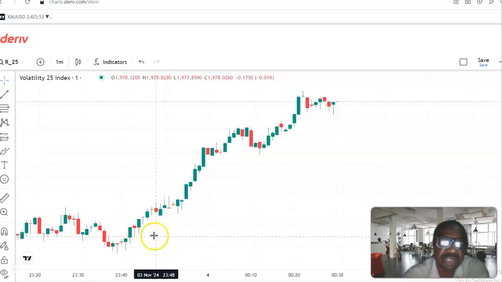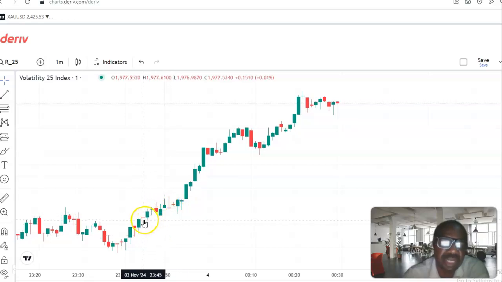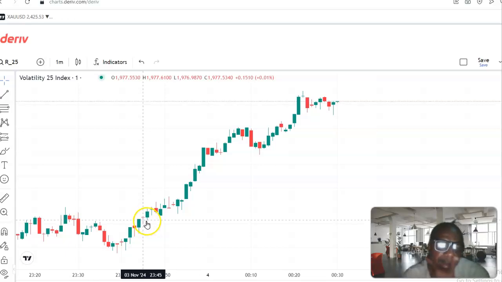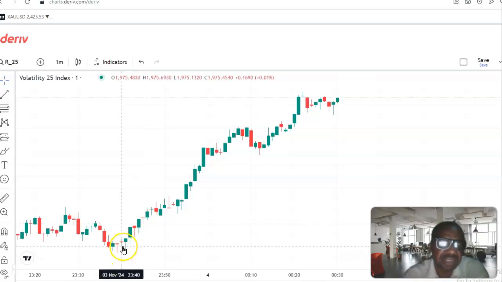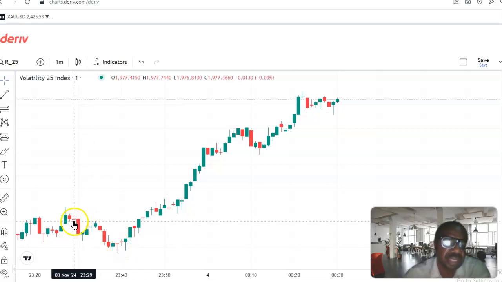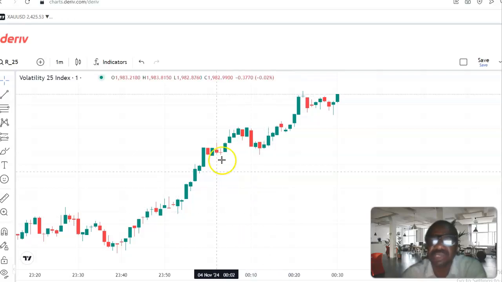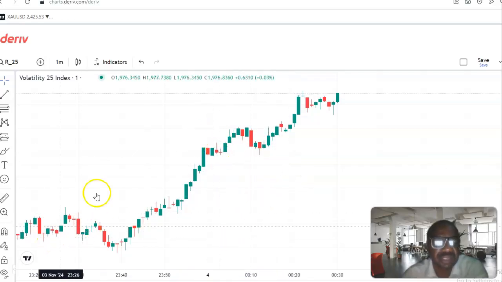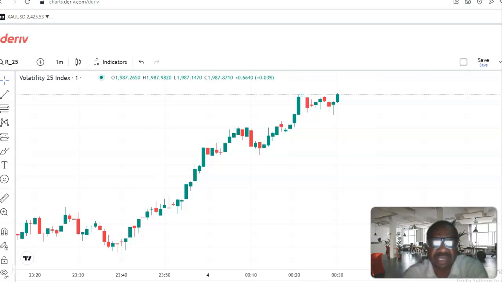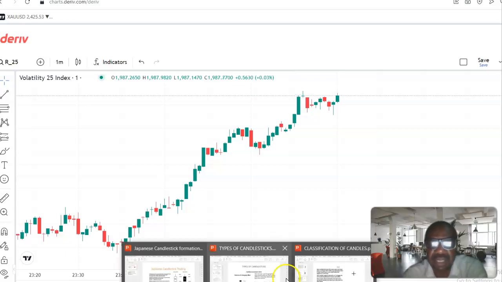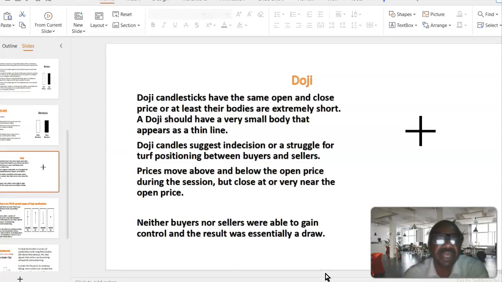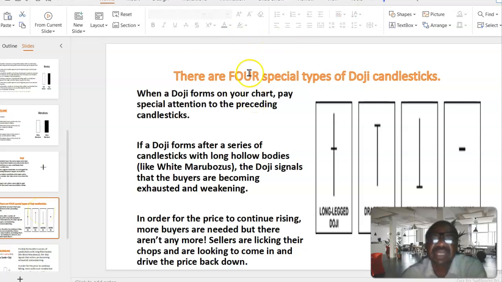This is also another doji here. Now let's look out for another one. This is another doji. Indecision at this point. Look at another doji. Indecision at this point. So you can identify a doji. This is a doji. So let's look out for another candle, and let's go further.